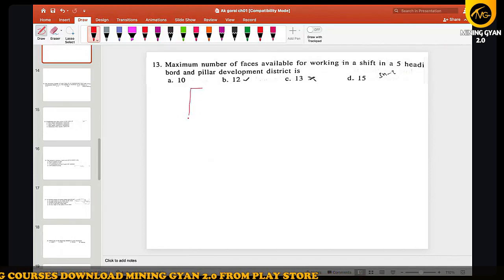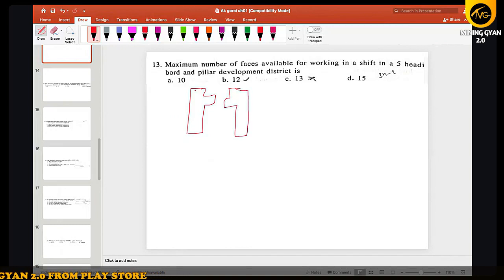Suppose this is the two heading. Okay. So if we have a two heading, then the maximum faces available are 1, 2, 3 and 4. So maximum faces are 4.